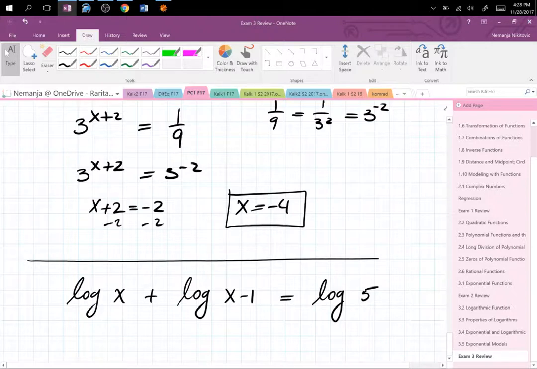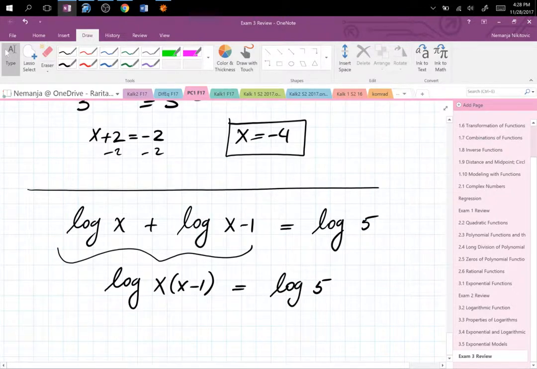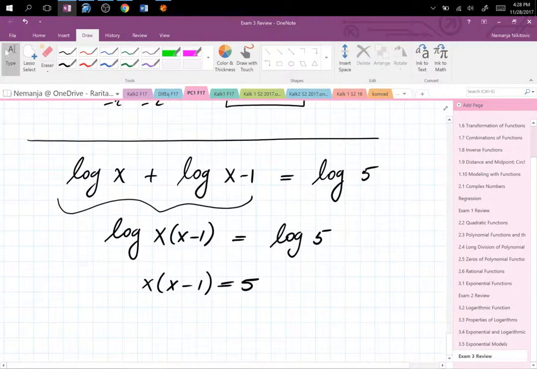So you know that you are supposed to compress these into a single log. By the way, what's the base over here? Base is 10. So when we're solving equations, we compress everything into a single log. And now, since we have log on both sides with the same base, we just compare them. So x squared minus x minus 5 equal to 0. And now you have to solve this.